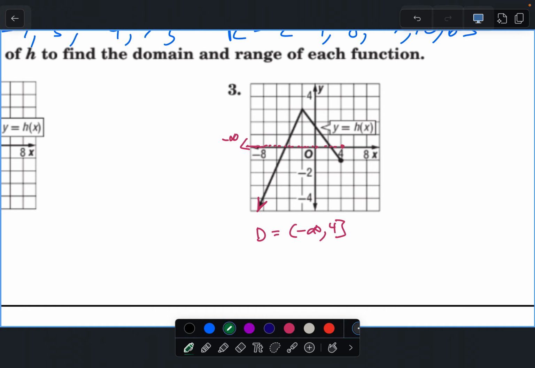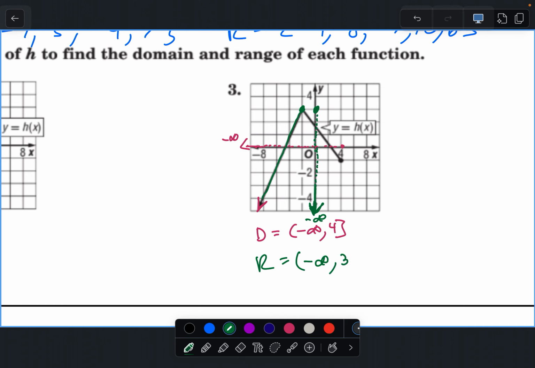Now let's take a look at range. The bottom of the graph is going all the way down to -infinity. That's where I can start. I can start as low as I want. And then if I walk the graph, what's the highest value I will ever get to? This one's counting by ones. 3 is the highest I'm ever going to get to. So my range follows that bottom of the graph, walking up to the top of the graph. So it's going from negative infinity up to positive 3.